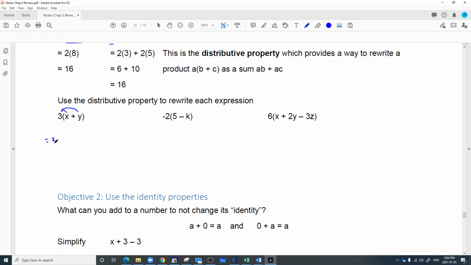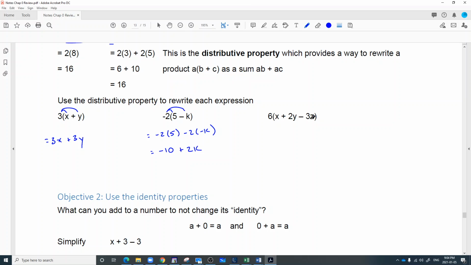So this would be 3 times x plus 3 times y. And that's as far as I could go with that. In this one, you're multiplying a negative 2 through. So maybe this one you choose to actually show it. So it'd be negative 2 times 5 minus 2 times negative k. That would give you negative 2 times positive 5 is negative 10. Negative 2 times negative k would be positive 2k.